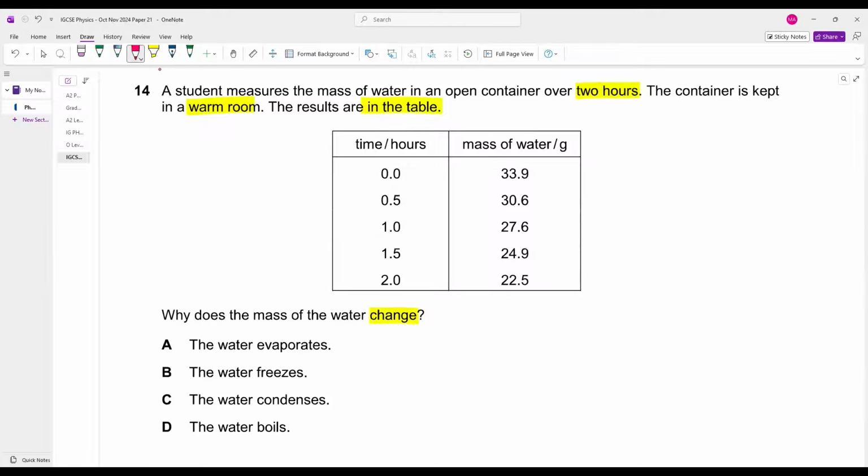Beta, as the time passes, 0 से 0.5 hours, 0.5 hours से 1 hour, 1 hour से 1.5 hour, 1.5 hours से 2 hour, mass of water is decreasing. Why? Why does the mass of water change or decrease? Because the water is evaporating.